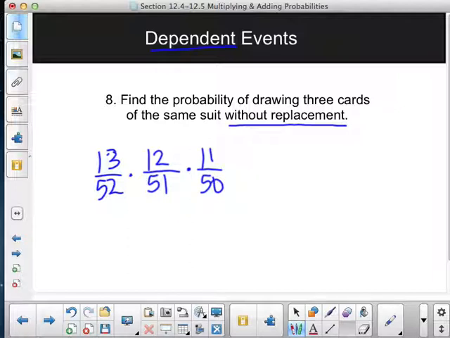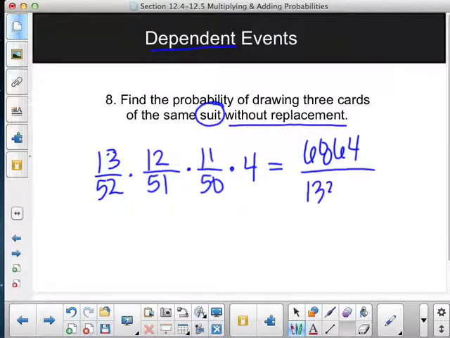It says the same suit. It's not telling me which suit, so I have to multiply it by how many options there are to choose a suit. There are 4 suit options: hearts, diamonds, spades, and clubs. So times 4. When you calculate this, you should get 6,864 over 132,600, or 0.052.